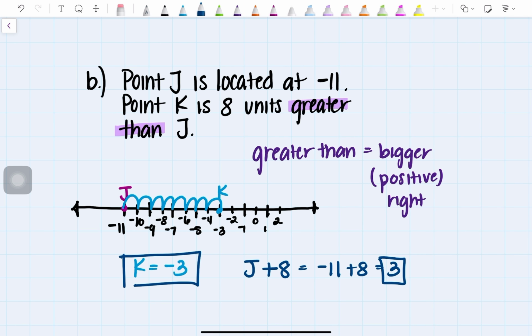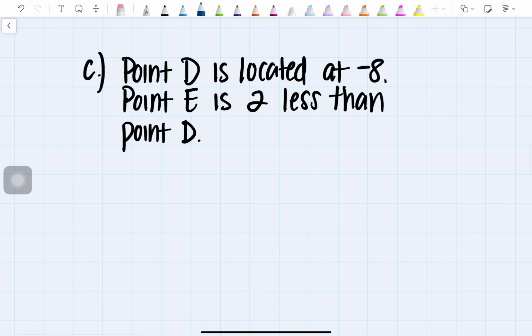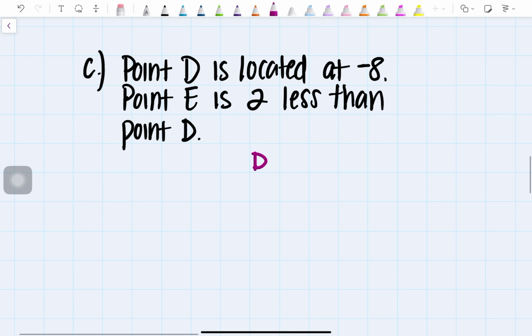Okay, let's take a look at the next one, guys. Same idea in this case. I'm actually going to go ahead and show it first numerically, then we're going to graph it. So it says we have point D is located at negative 8. So they're telling me that D is equal to negative 8. That's what it's equal to.